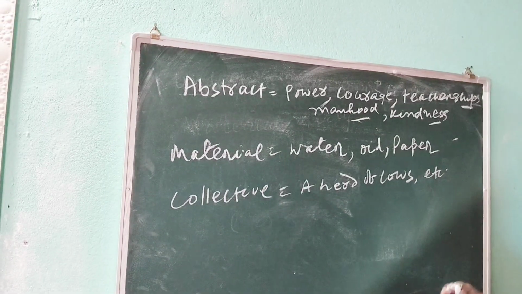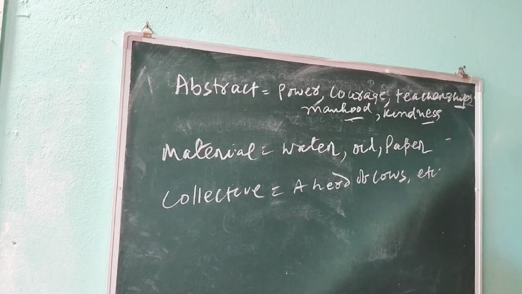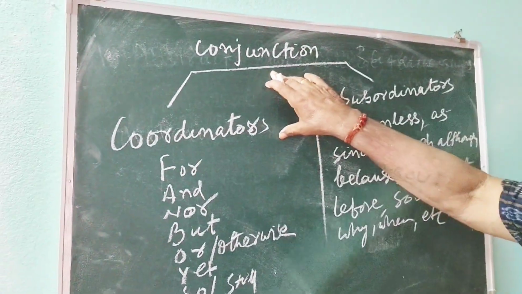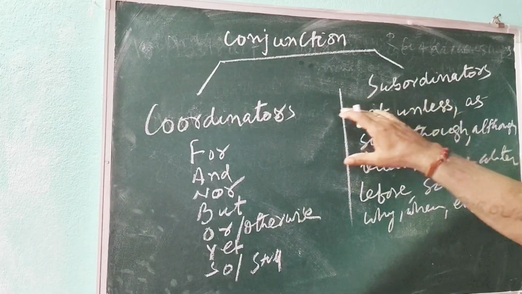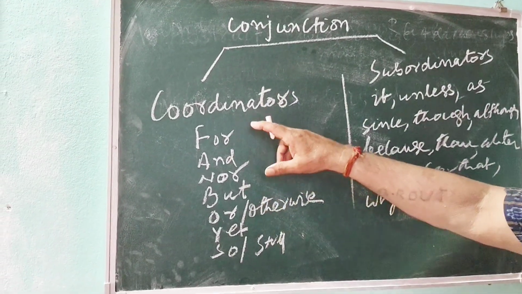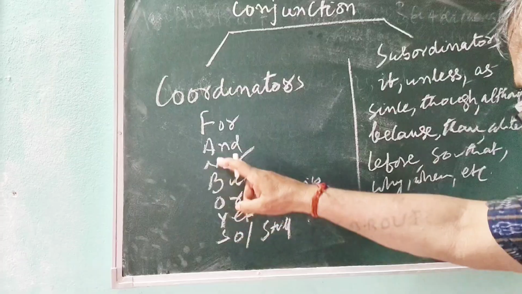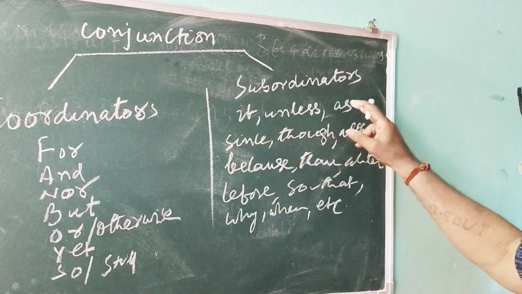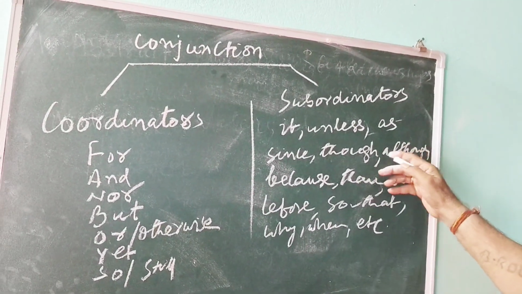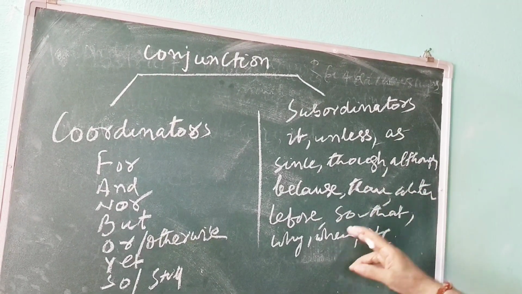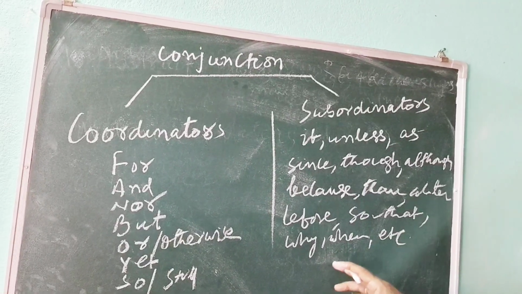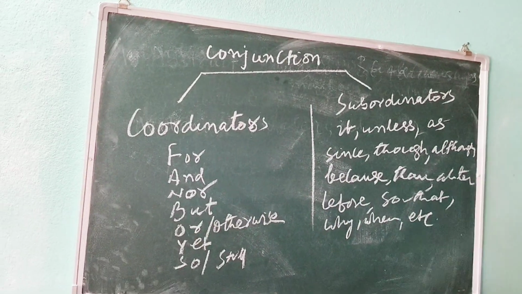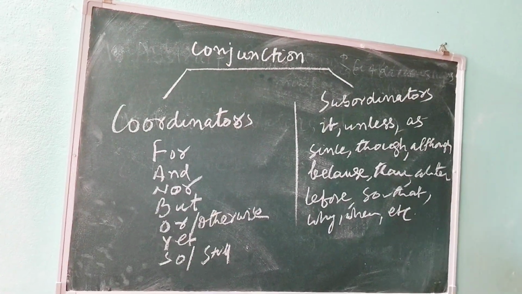Then I'll give a brief introduction to conjunctions. Write it down. Now, I will give a lecture on conjunction. Conjunctions are of two types, coordinators and subordinators. Remember this acronym for coordinators: FANBOYS. For, and, nor, but, or, otherwise, yet, so, still. And subordinators are as, since, though, although, because, then, after, before, so that, such that, why, when, etc. You write it down. And interjections in brief, I'm telling you: alas, oh. These are the eight parts of speech.